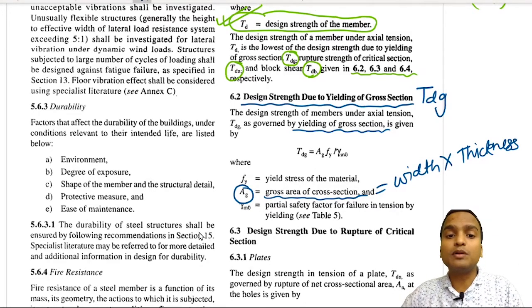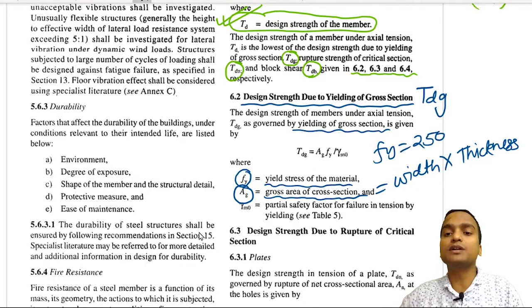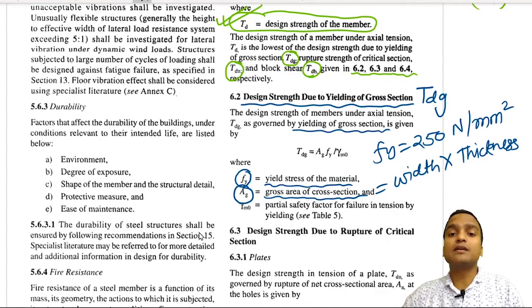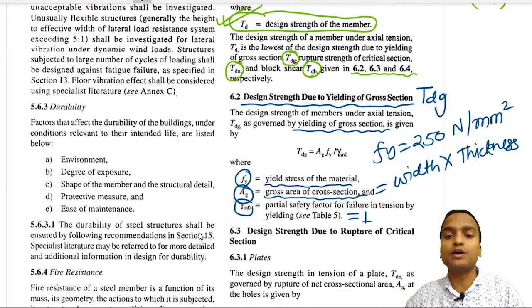Next, we have to multiply this gross area with the yield strength of the material, and normally yield stress Fy is equal to 250 Newton per mm square, isn't it? And then we have to divide it by the partial safety factor gamma m0. You see this gamma m0, and this is equal to 1.1 in case of failure in tension by yielding.